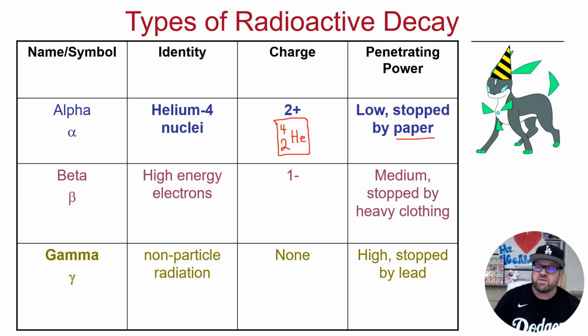Now the next one is what we call a beta particle, which is a high energy electron. And you might say, but Mr. M, how do you have an electron come out of a nucleus? I thought nuclei were just protons and neutrons. You're correct, but something can happen.